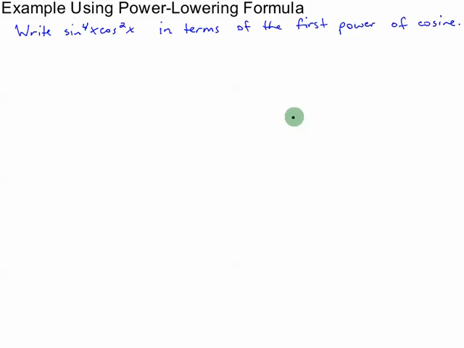Let's look at an extremely tedious example using a power lowering formula. So I want to write this expression in terms of the first power of cosine. The first thing I would do is write each of these in terms of squares. So sine to the fourth of x is sine squared of x times sine squared of x. And then I've got my cosine squared of x. And these are all multiplied, don't forget.